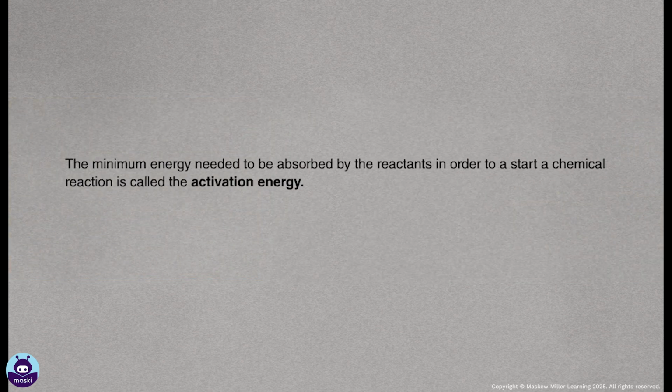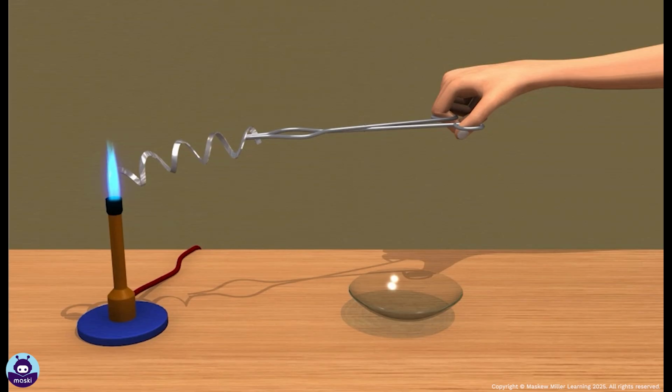The minimum energy needed to be absorbed by the reactants in order to start a chemical reaction is called the activation energy. It is denoted by EA. In the case of magnesium ribbon, heating the ribbon for a few seconds gave it the required energy. Let us explore this further.